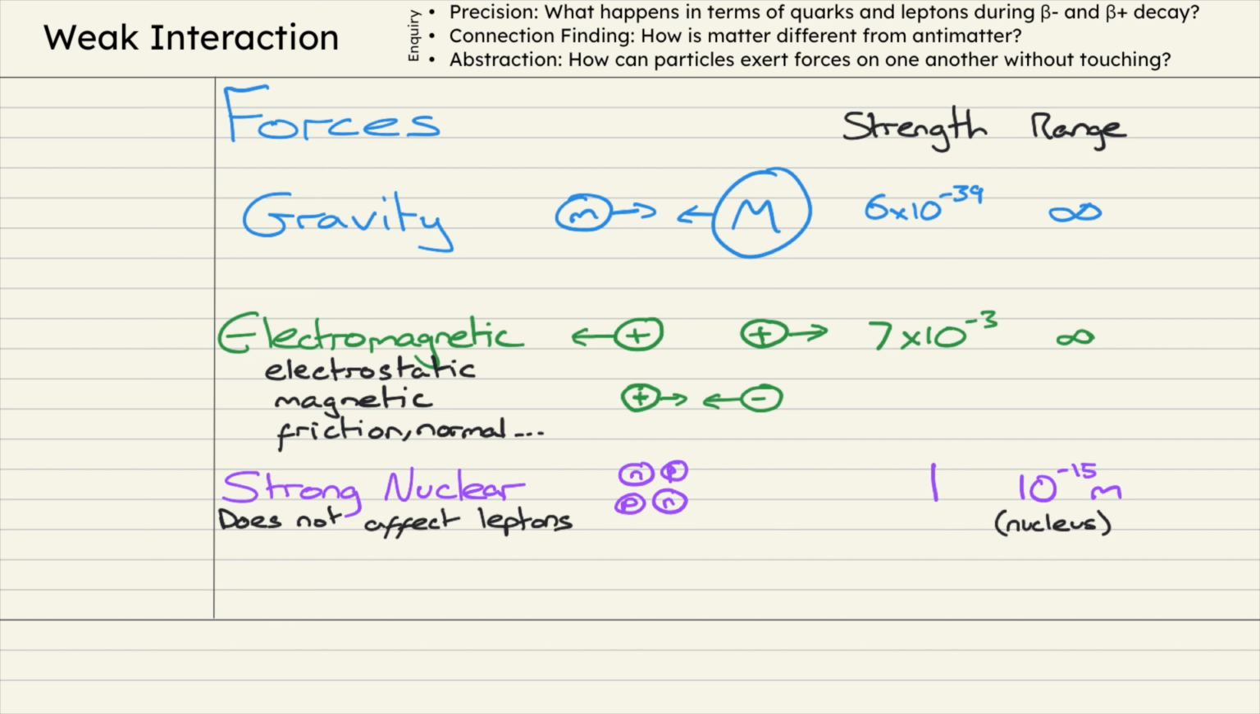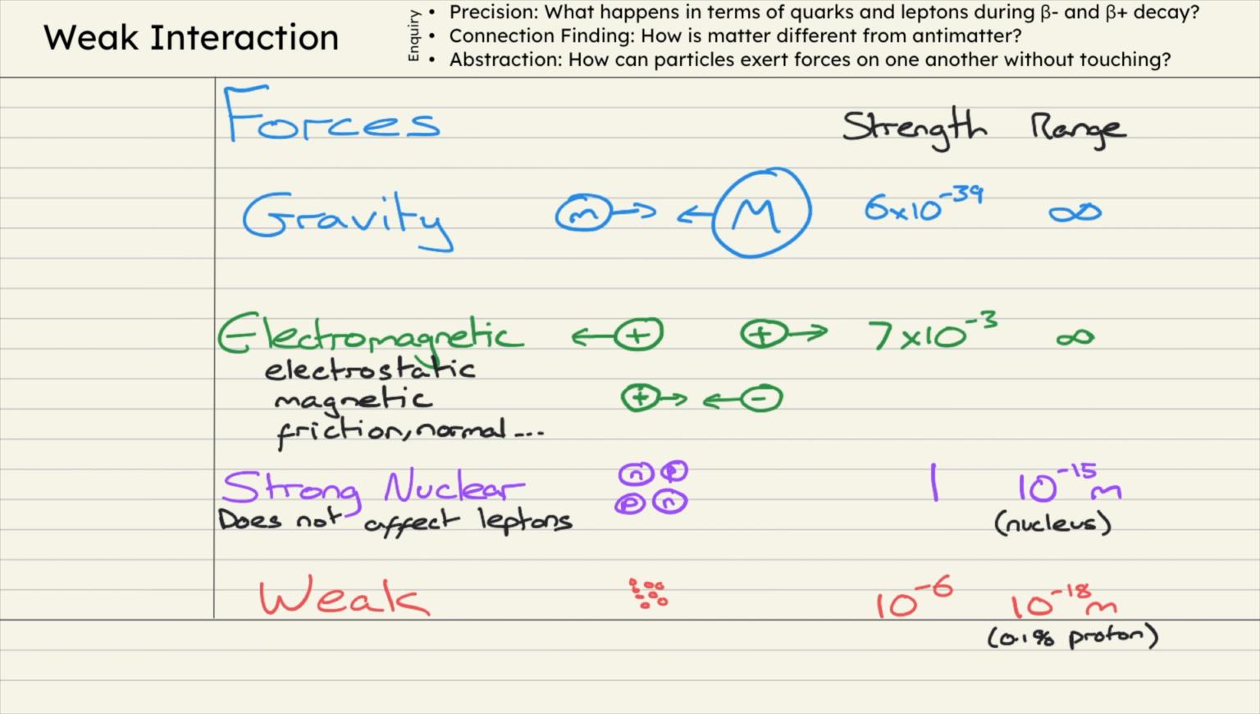Lastly, there is the weak nuclear force. It also only acts in the nucleus, and this one has an even smaller range of 10 to the minus 18 meters. That's 0.1% of the diameter of a proton. And it is weak, with a relative strength of 10 to the minus 6.